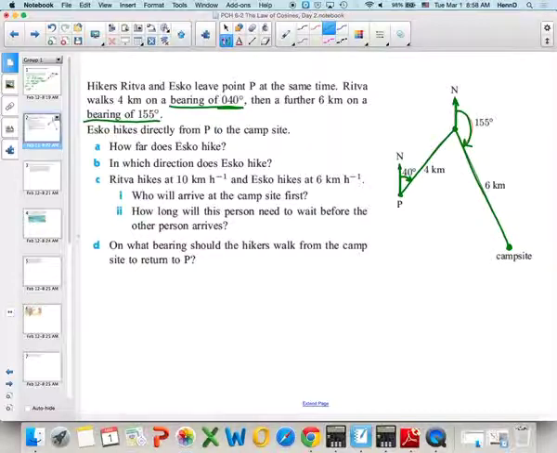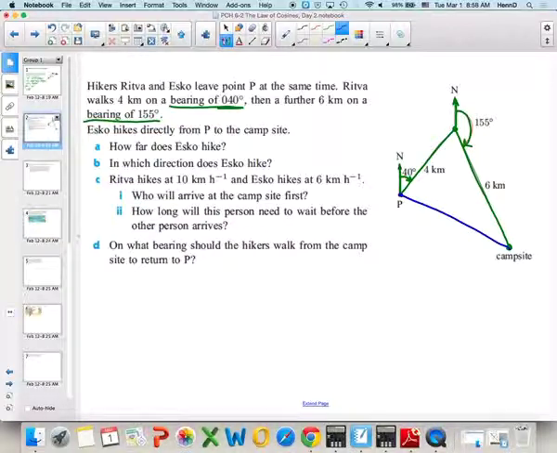Now, Esko is either a little less adventurous or a little brighter, because Esko decides just to walk straight to where the campsite is. Or maybe he's more adventurous and there's a mountain he had to go over or something. But he goes straight from here to the campsite. So that's Esko.